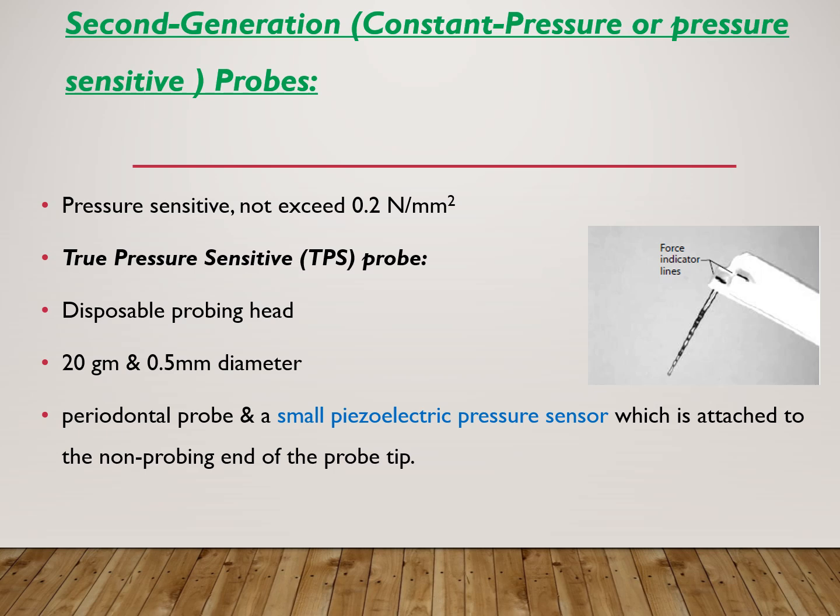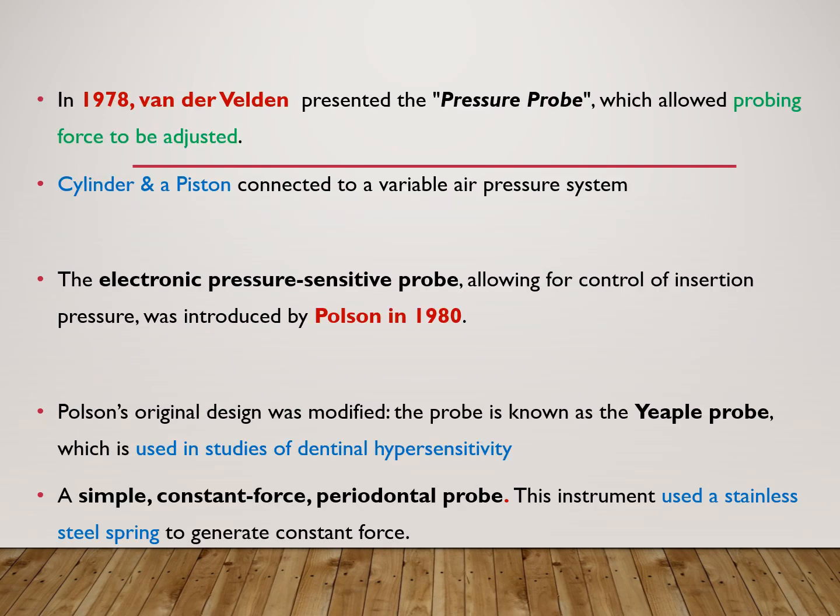It has a tip diameter of 0.5 mm, and it uses a small piezoelectric pressure sensor which is attached to the non-probing end of the probe tip. Another example is the pressure probe, which was given by Walter Weldon in the year 1978. It has a cylinder and a piston to control pressure. One more example is the electronic pressure sensitive probe, which also allows for control of pressure, and it was introduced by Paulson in 1980. One of the modifications of this probe given by Paulson is Yeaple probe, which is used in studies of dentinal hypersensitivity.